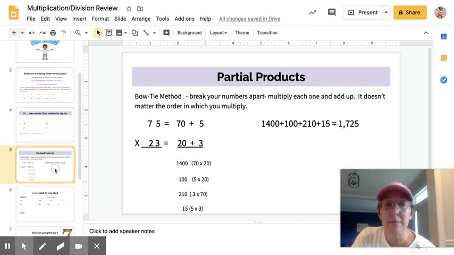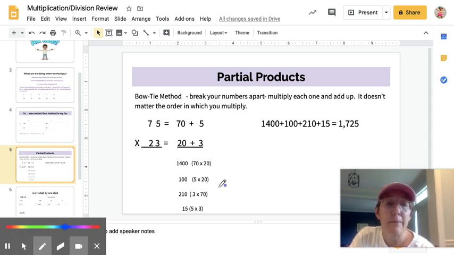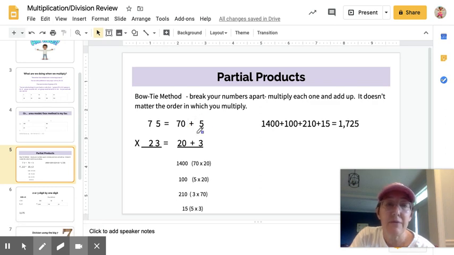The next method we used, which y'all did not like quite as much as the box method, but it's exactly the same thing. I picked another problem this time, 75 times 23, and we have 70 plus 5, and we broke it into 20 plus 3, just like what you would do on the box method. And then partial products is what we called the bow tie method. If you can draw a bow tie, then you've multiplied them all together.